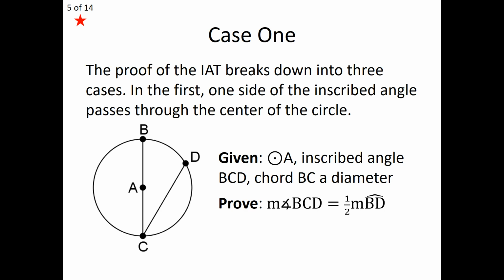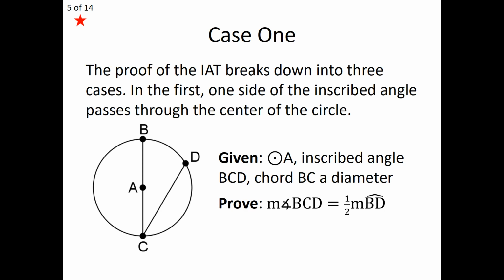We're going to take a look at case one, where one side of our inscribed angle happens to be a diameter. It passes through the center of our circle. So if you take a look at our diagram below, we've got circle A with our inscribed angle BCD. However, we're also saying this is a special case, case one, such that a side of our angle passes through the center. In other words, BC, the side of our inscribed angle, passes through point A, the center of our circle. Our goal is still to prove that the measure of the inscribed angle is half the measure of the arc it cuts.